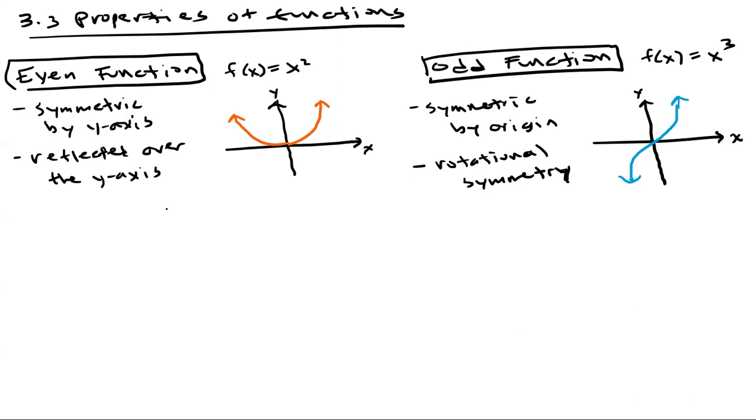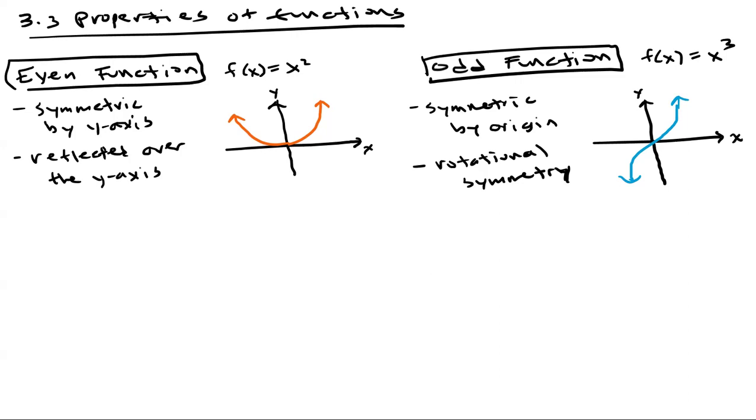So as you notice the graph, the orange graph here, again, this is a parabola, and it's positive, so it's a happy parabola. You notice that there's symmetry. It's symmetric by the y-axis. So another way to say that is it's reflected over the y-axis. Okay? So it's like looking in the mirror. Okay, and the mirror is the y, and each side is the same, right? So that's why they say it's symmetric by the y-axis, or it's reflected over the y-axis.